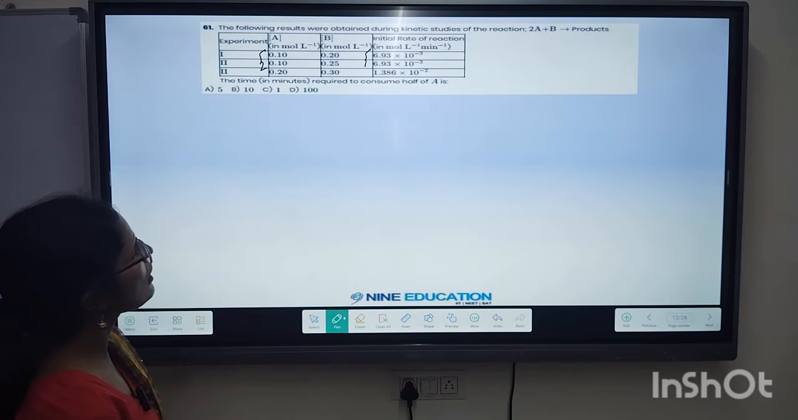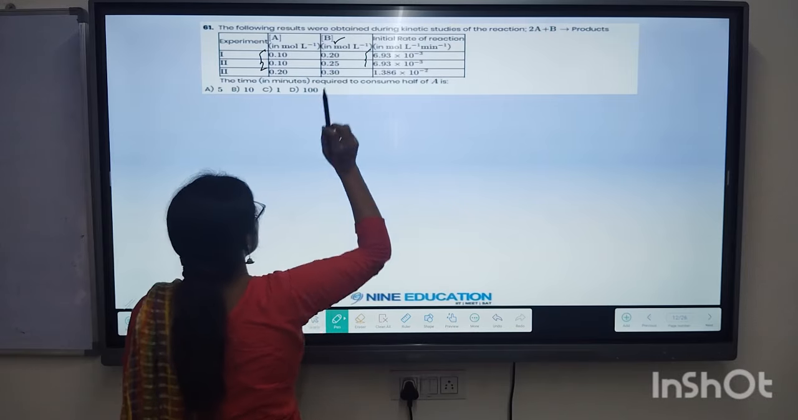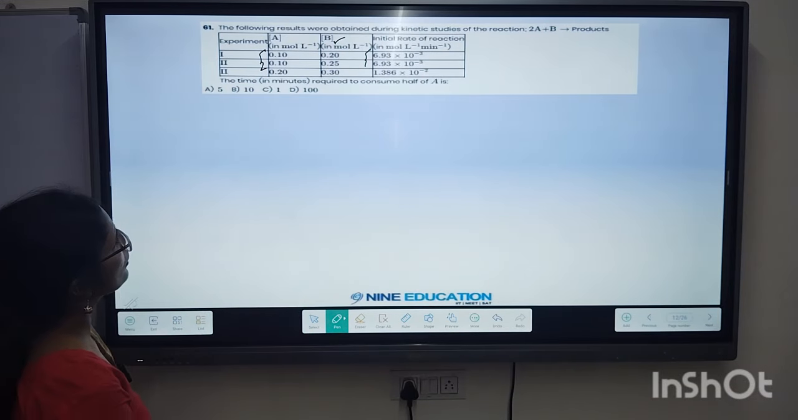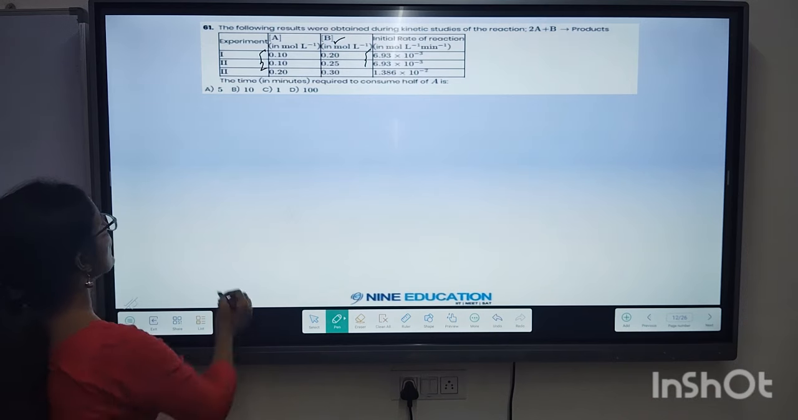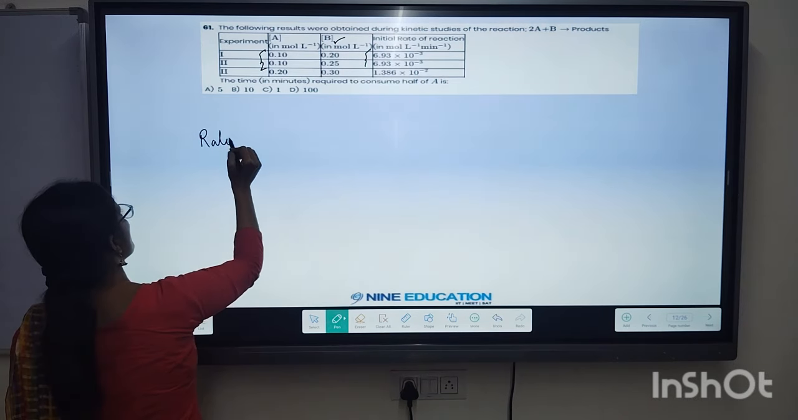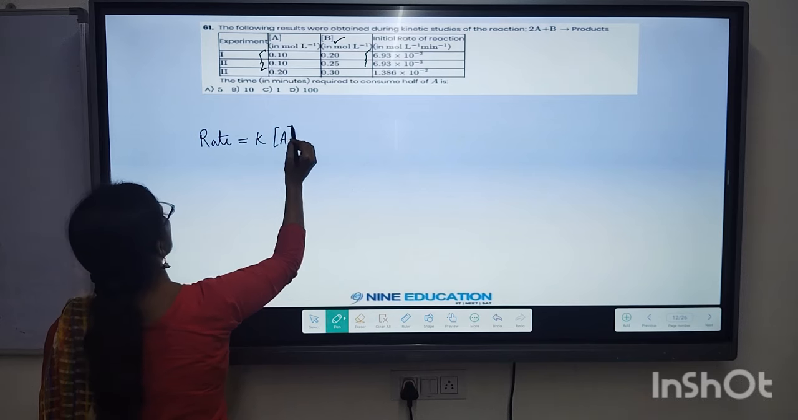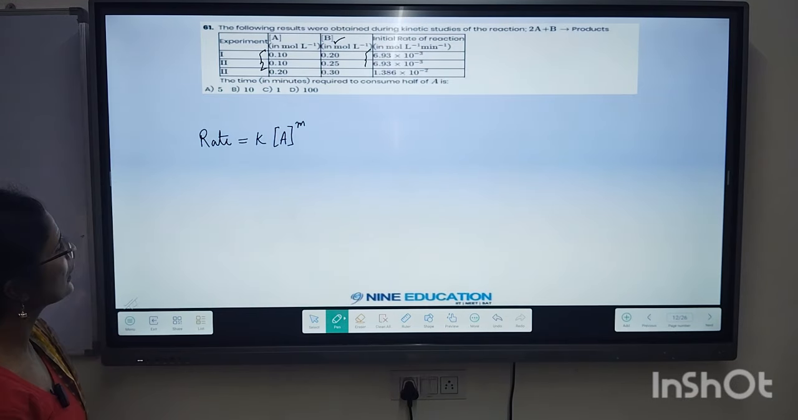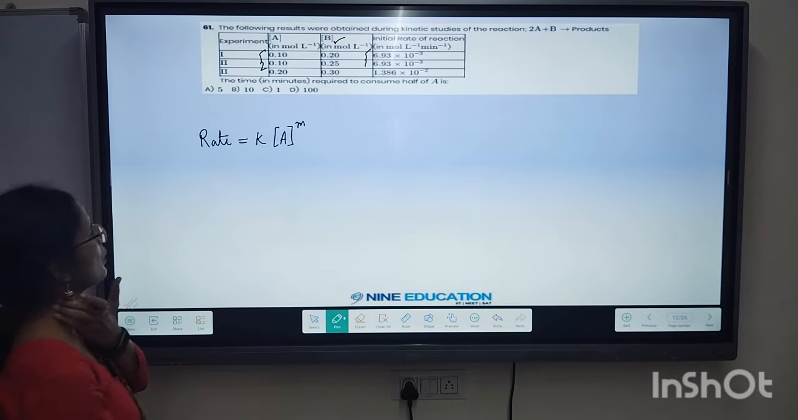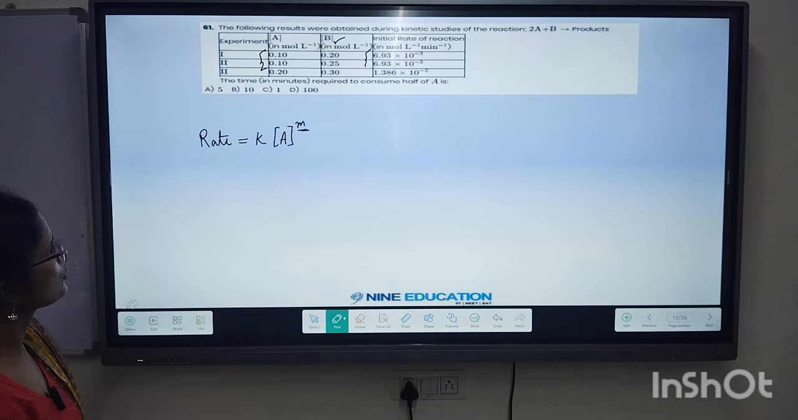So it simply means that the order with respect to B reactant is basically 0. So whatever order of the reaction there is, it will be with respect to A. So can I say that the rate would simply be K, the rate constant, into A to the power M? Rate is equal to K times A concentration raised to power M, where M is the order of reaction with respect to A.